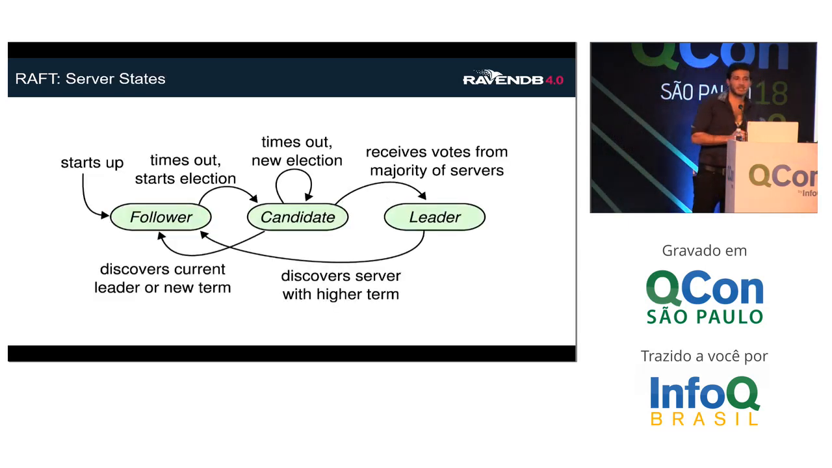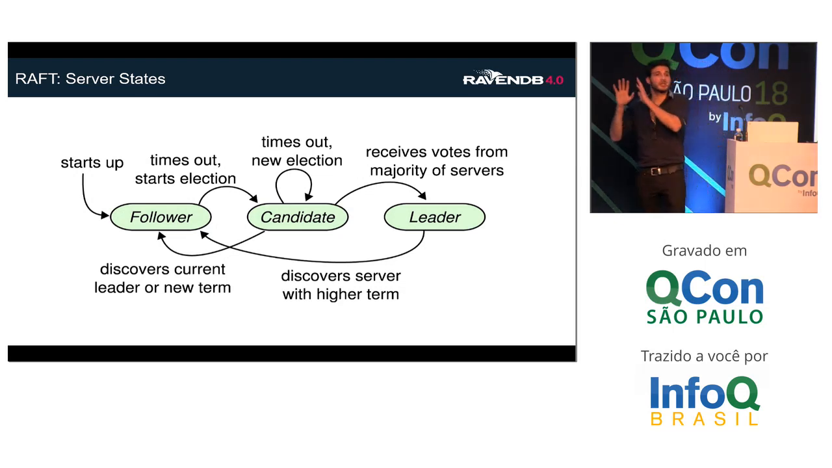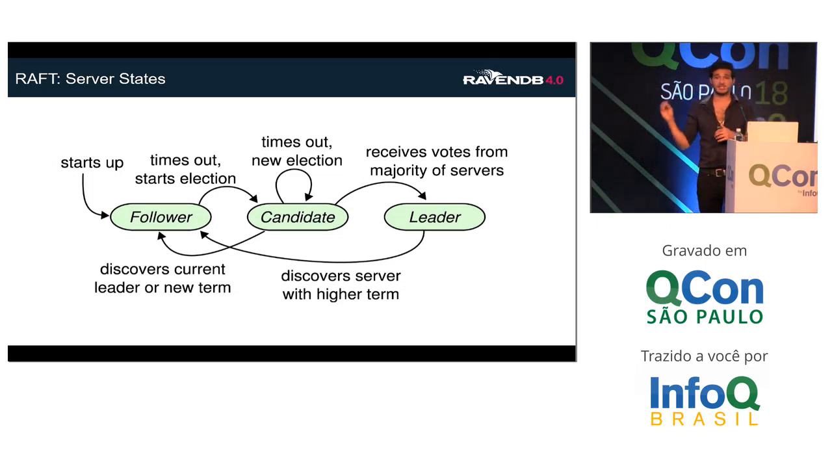Raft works with three server states. The first one is the follower. When a node finds itself in follower mode, it's going to be completely passive. It doesn't know what to do. It just waits for the leader to tell it what to do. Just like, please tell me what to do, I don't know anything. And it waits until it hears something from the leader.